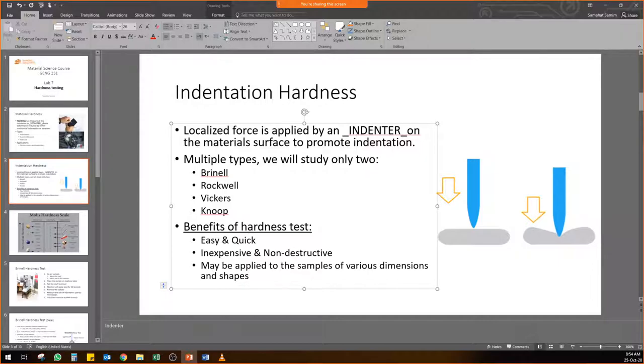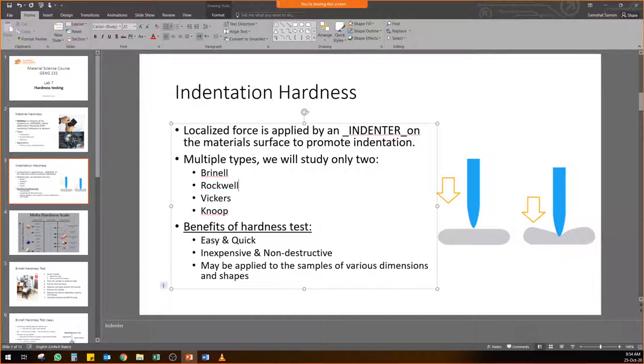There are many types of hardness testing available to us, so there are many ways you can test how hard a material is. But I want you to remember, hardness is always a comparison measure. You always compare one material with another material to know the hardness number. It cannot be measured by itself.